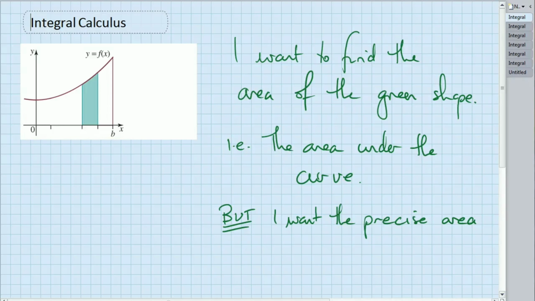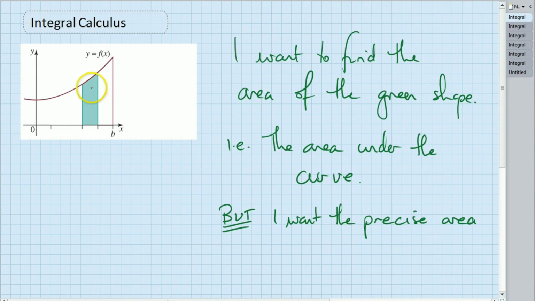Okay, today we're going to look at the fundamental theorem of integral calculus. Now, let's just assume for the time being that I want to calculate this area here under the curve. So this is the curve y equals f of x, and I want to calculate this area here, which is shaded in green on the diagram.